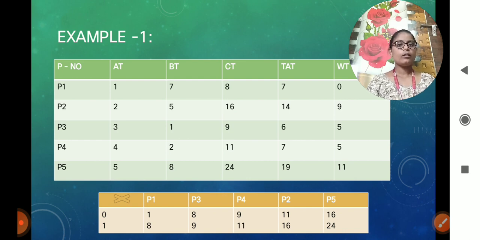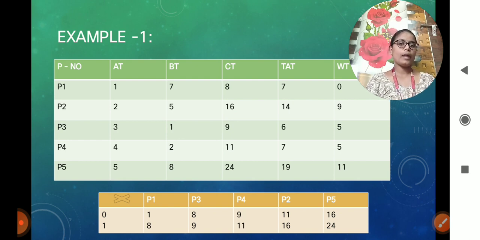At 1, P1 arrives, and its burst time is 7. There is only one process, so there is no need to compare with other processes' burst times, because only one process is in a waiting state for the CPU allocation. So the P1 process executes from 1 to 8, and after P1 completes, the processes P2, P3, P4 and P5 have arrived. So 4 processes have arrived and are waiting for CPU allocation.